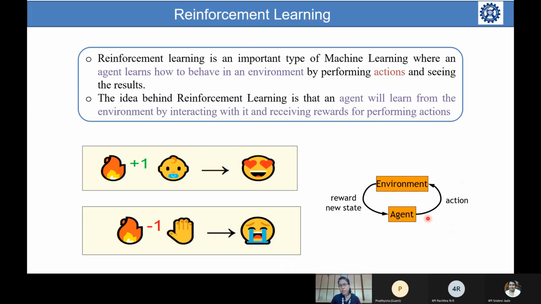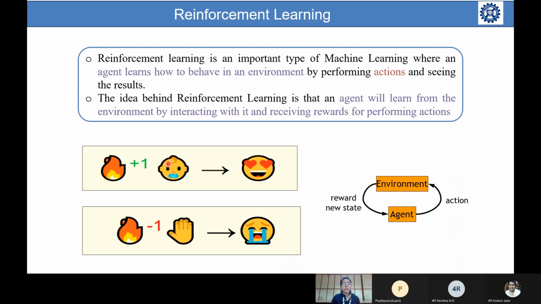In reinforcement learning, what happens? Here two things are involved: one is the agent, another is the environment. The agent will learn from the environment. I will give one very simple example so that you can understand. Suppose one small kid doesn't know about fire. When he goes nearer to the fire, he feels good because he feels warm, so he will give a positive reward. But when he tries to touch that fire, there is a chance of burning, so he will feel bad. So he will give a negative reward.